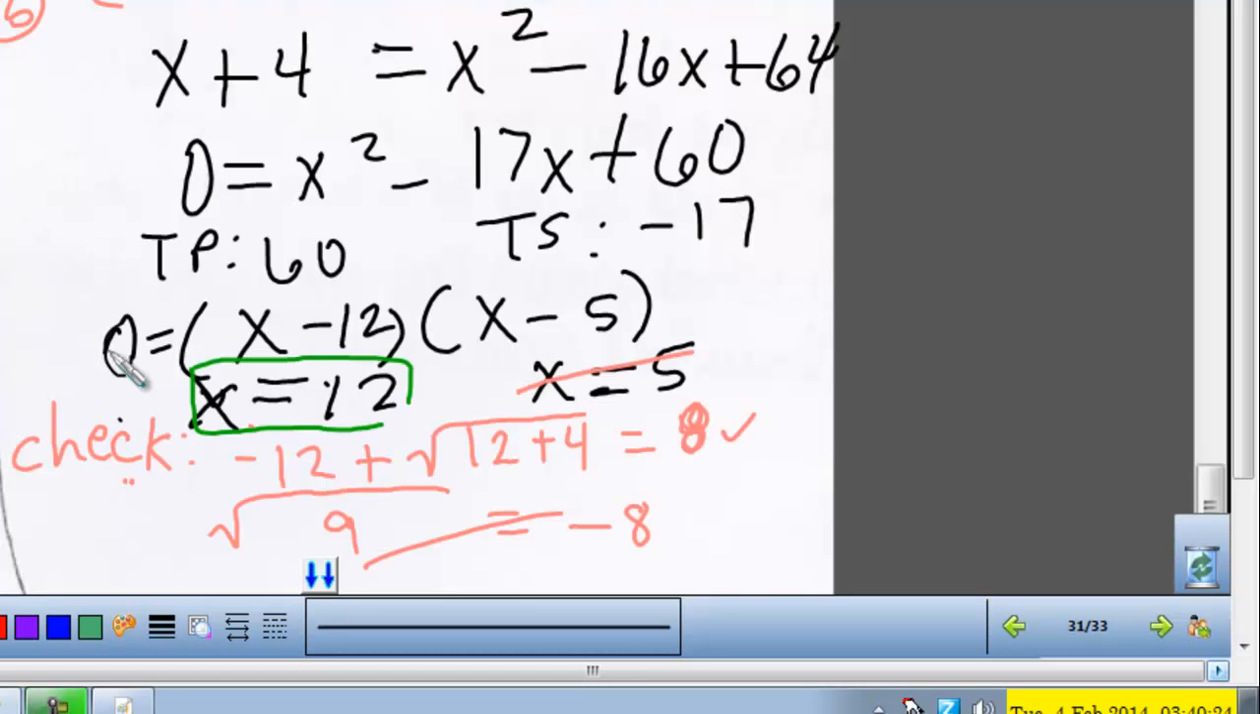When we plug 12 into the original equation, it checks. So 12 is a solution. When 5 is plugged into the equation, it does not work. So 5 is an extraneous solution. The answer is x equals 12.